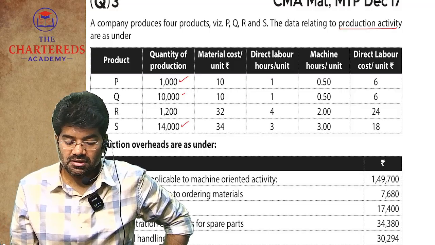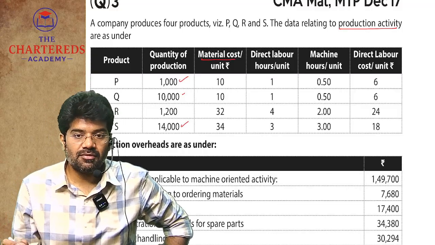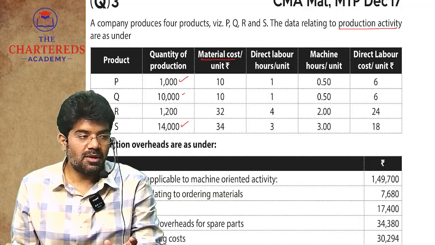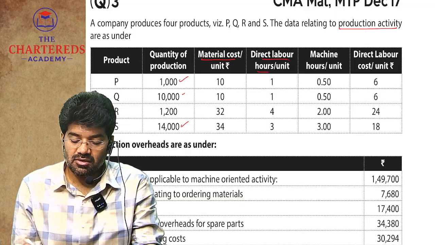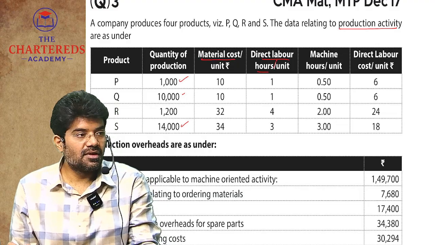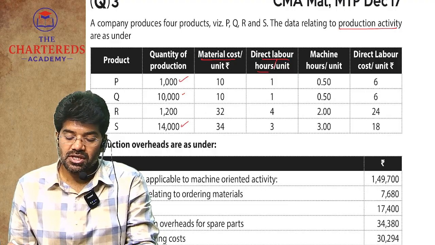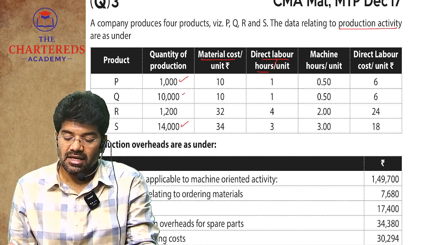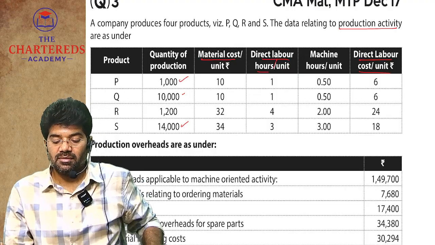Material cost per unit they have given. This time, if you see, they have not given total material costs; now they have given it per unit. Direct labor hours required per unit, machine hours required per unit, and direct labor cost per unit are also given.